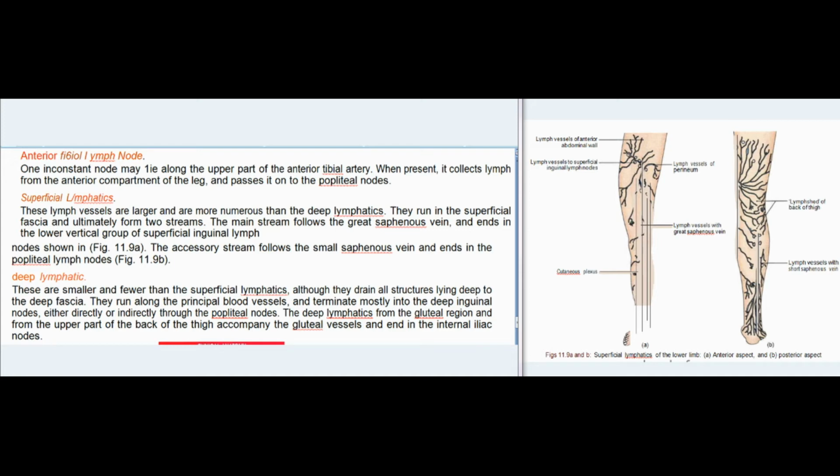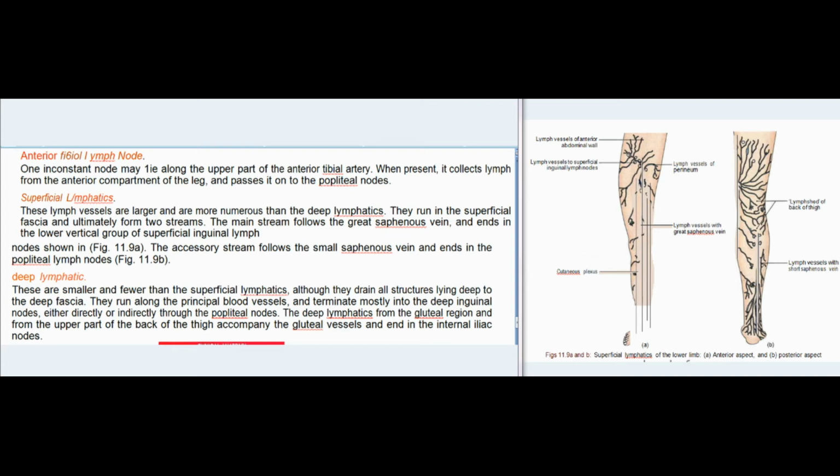Superficial lymphatics. These lymph vessels are larger and more numerous than the deep lymphatics. They run in the superficial fascia and ultimately form two streams. The main stream follows the great saphenous vein, and ends in the lower vertical group of superficial inguinal lymph nodes, shown in Fig 11.9a. The accessory stream follows the small saphenous vein and ends in the popliteal lymph nodes, Fig 11.9b.